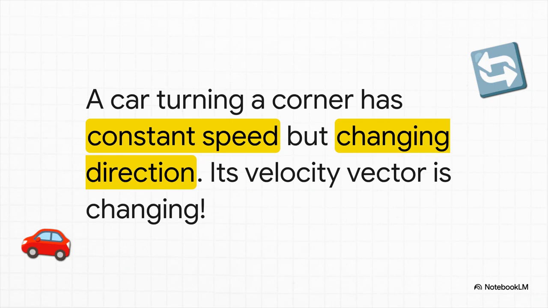Think about a race car going around a circular track. It's holding a steady 100 miles per hour. The speedometer needle doesn't move. But its direction? It's changing every single split second. And since its velocity vector is changing, that means it is accelerating. Something has to be causing that change.